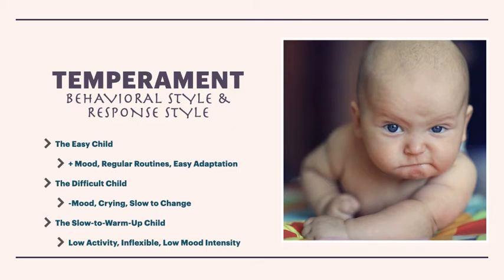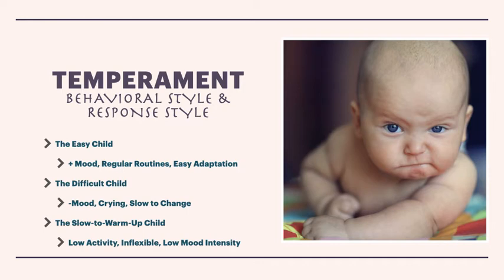The second type is called the difficult child. These children have a little more of a negative mood, their regular mood is a little more negative. They'll cry a lot more, and they are very slow to adapt to any kind of changing conditions. So if you were to take the child out of their normal environment, say you're going on a trip or something like that, it can be something where that adaptation happens really slowly.